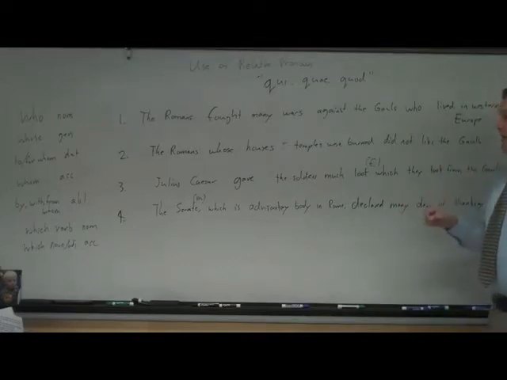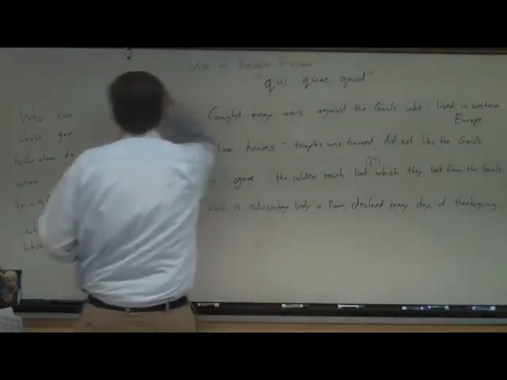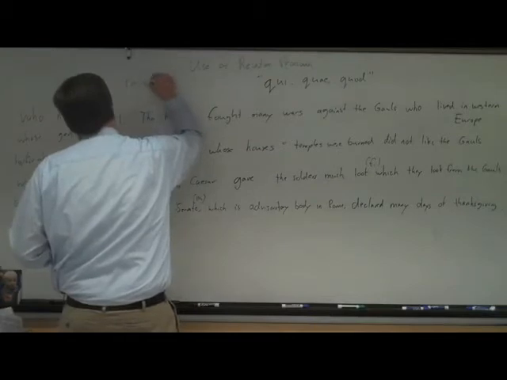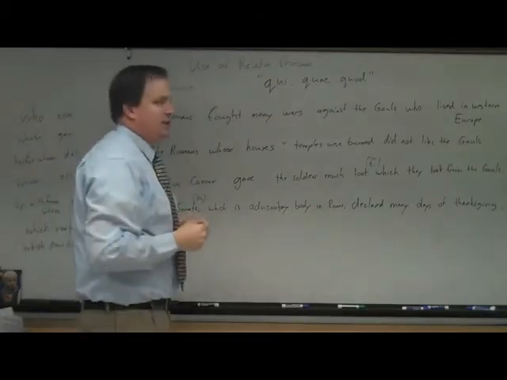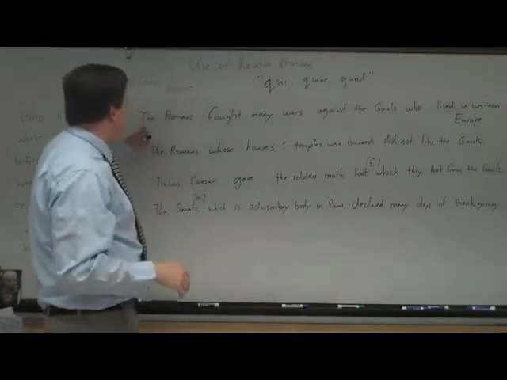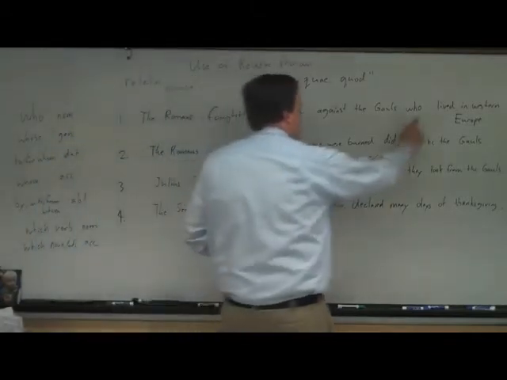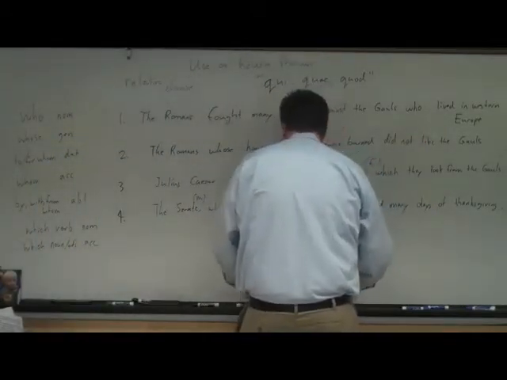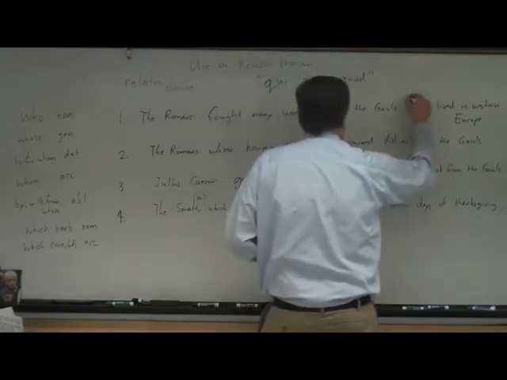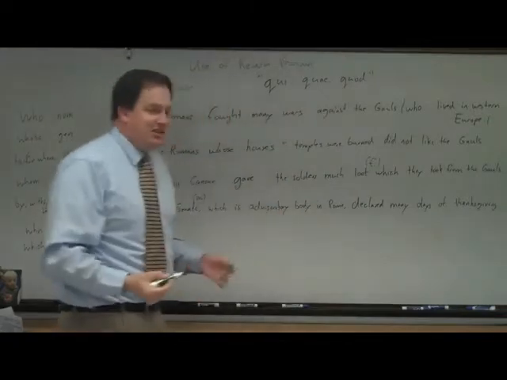Remember, relative pronouns are part of a thing called the relative clause. Okay? And a relative clause is just a sentence that describes something. So, for example, we have the Romans fought many wars against the Gauls who lived in Western Europe. Who lived in Western Europe is a relative clause. It has a relative pronoun, who, and it describes Gauls. Okay, it's a giant adjective.